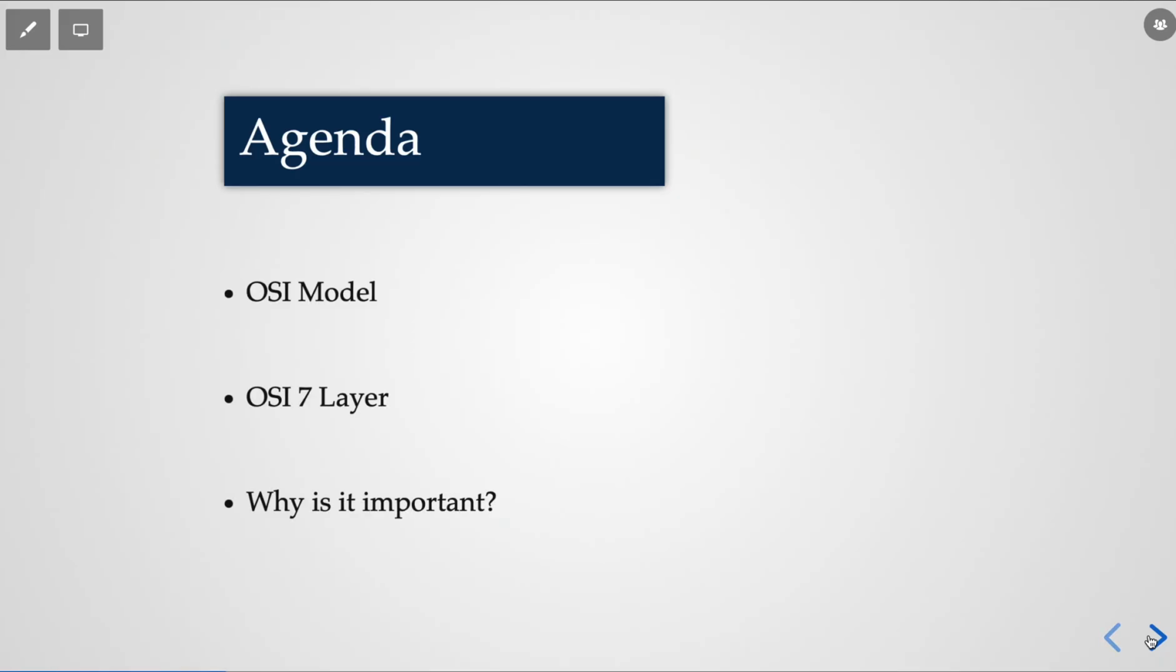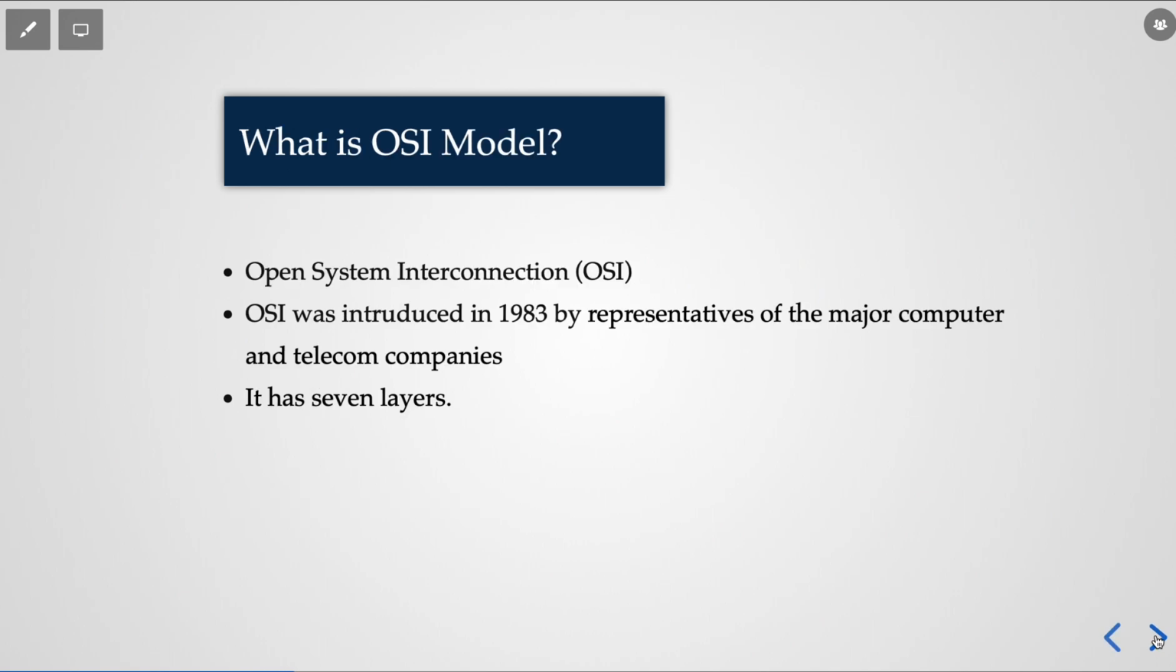This is my outline: the OSI model, what the OSI 7 layers are, and why it is important. What is the OSI model? OSI stands for Open Systems Interconnection, and it has 7 layers that a computer system uses to communicate over the network. OSI was introduced in 1983 by representatives of the major computer and telecom companies, and it has 7 layers.